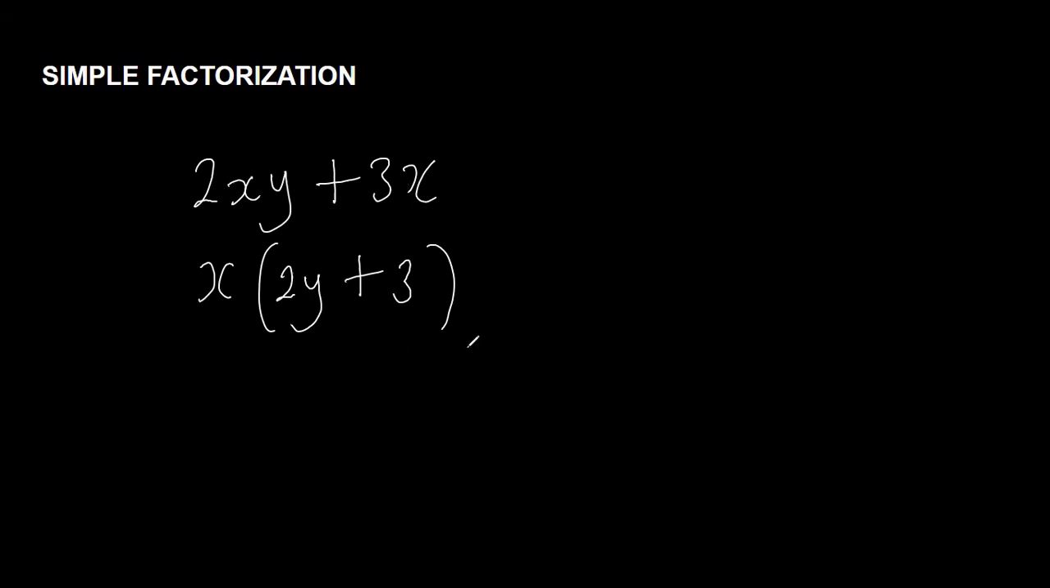So how do we take this and expand it back to its initial expression? Let's see how we do that. We use this factor to multiply each and every term in the bracket. So x times 2y is going to give us 2xy. Then put our plus sign. x times 3 is going to give us 3x. So you can see we have gotten back the initial expression. Let's consider one more example on this simple factorization.